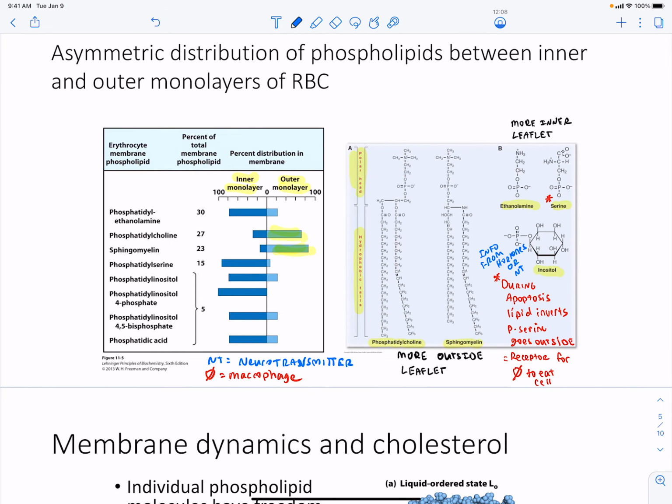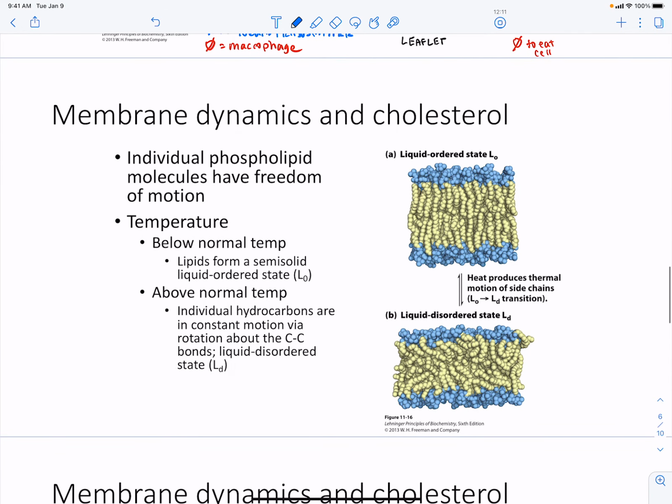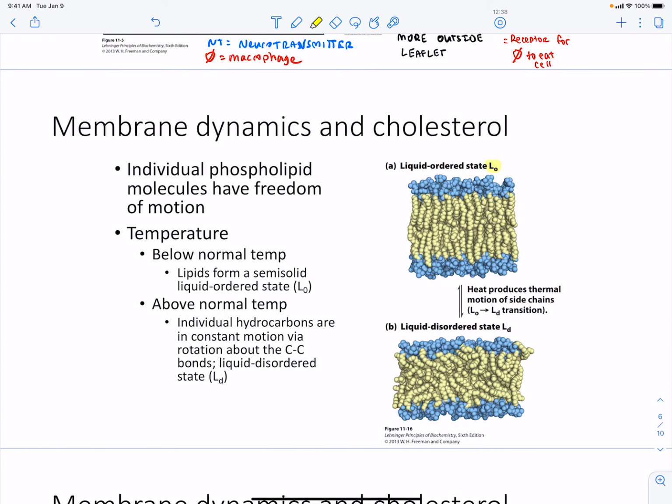You're also going to need to know cholesterol. Cholesterol is important because it gives fluidity to the membrane, and I just want to talk about it for a little bit. In general, phospholipids are going to move. However, below normal temperature, lipids form an ordered state, which is LO, shown here, meaning ordered. Above a normal temperature, the lipids are constantly in motion, more scattered and disordered. The disordered state for lipids is LD.